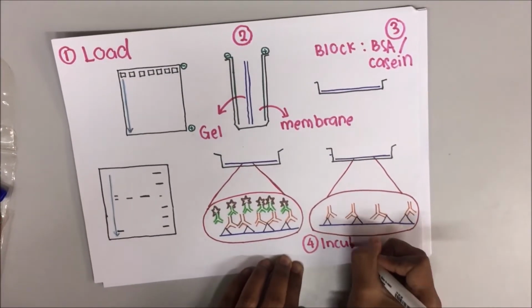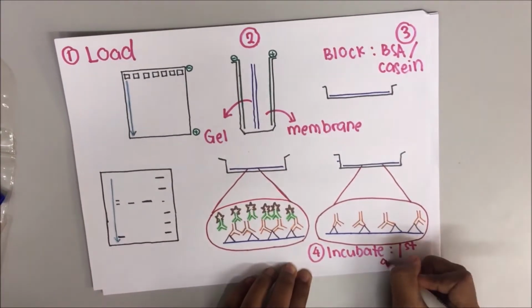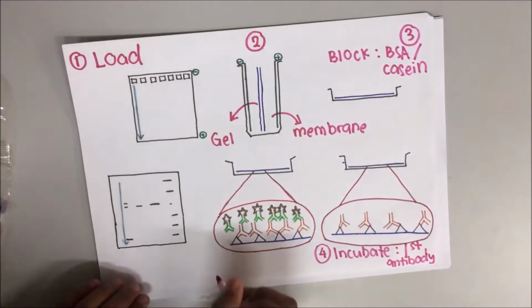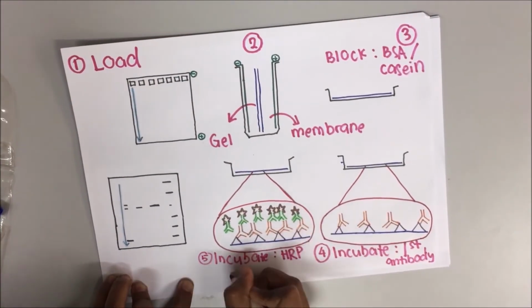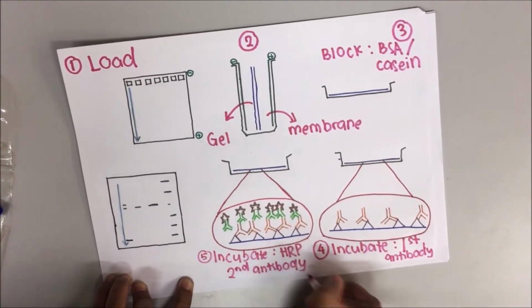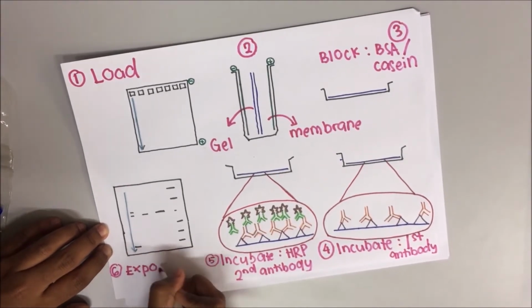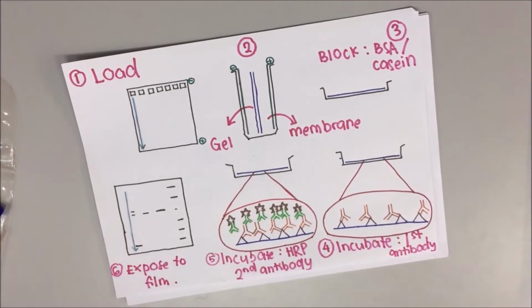The next step will be incubating the membrane with primary antibody specific to the target protein. Next, it will be incubated with HRP-labeled secondary antibody which is specific to the primary antibody. And finally, it will be incubated with chemiluminescent HRP substrate and exposed to film.